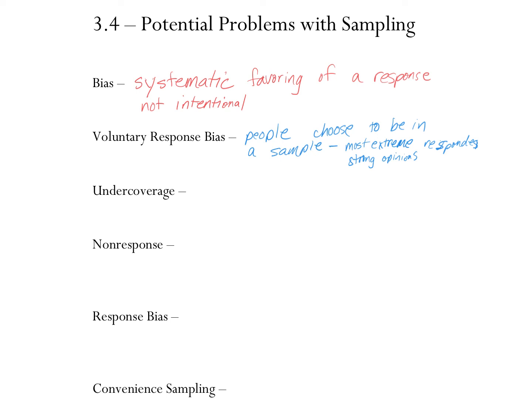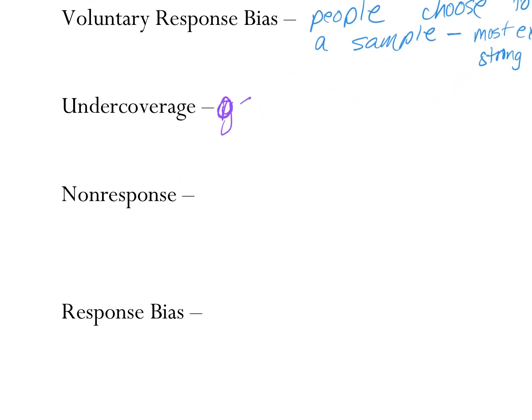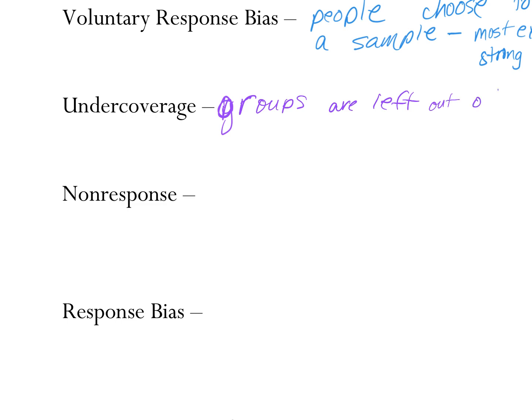Undercoverage. Undercoverage happens when groups are left out of the sampling process. Sometimes we call that the sampling frame.